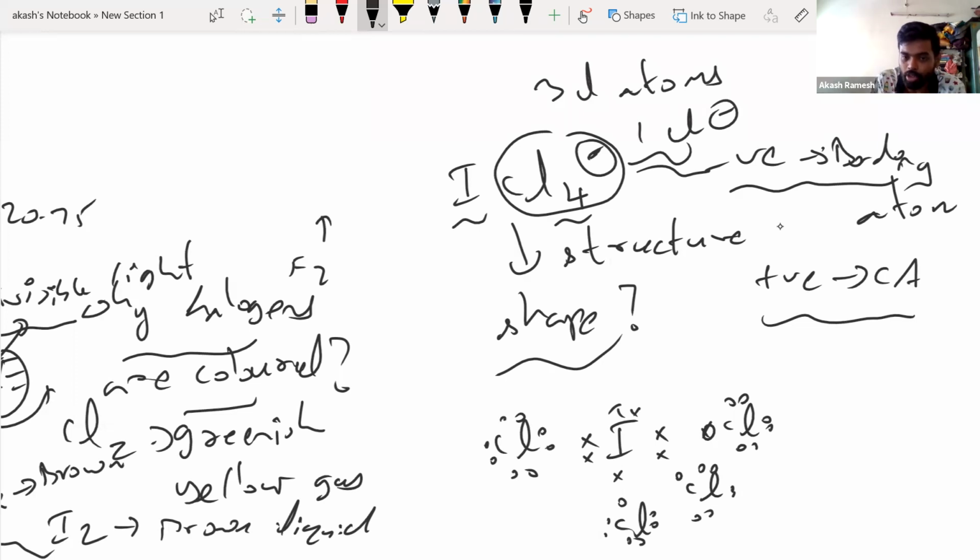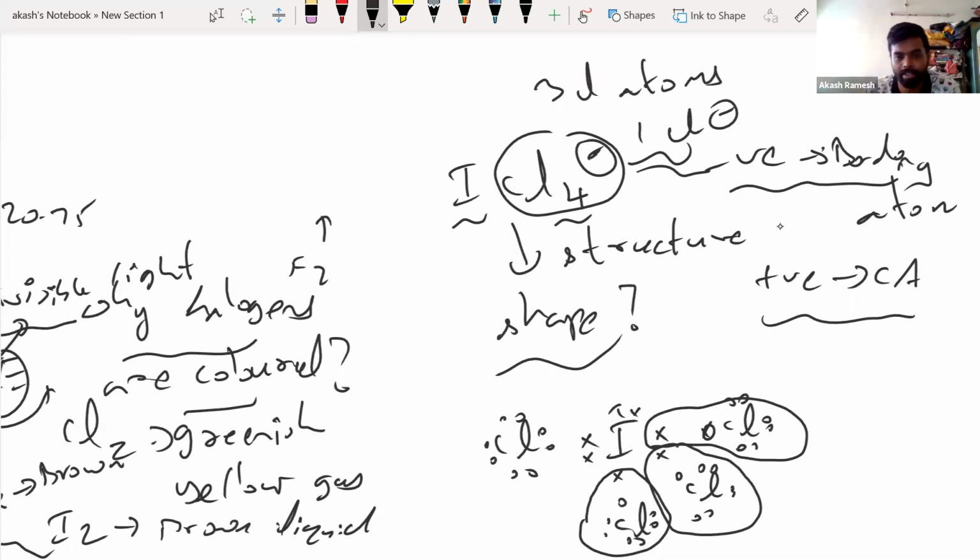Now let us do the chlorines first. This chlorine requires 1 more electron to satisfy its octet. Now this chlorine requires 1 more electron to satisfy its octet, and this chlorine also requires 1 more electron to satisfy its octet. No problem. This chlorine is already satisfied. Now what is going to happen is this iodine is going to take up these electrons, whatever is shared. And what about this one? There is no bond here, right?